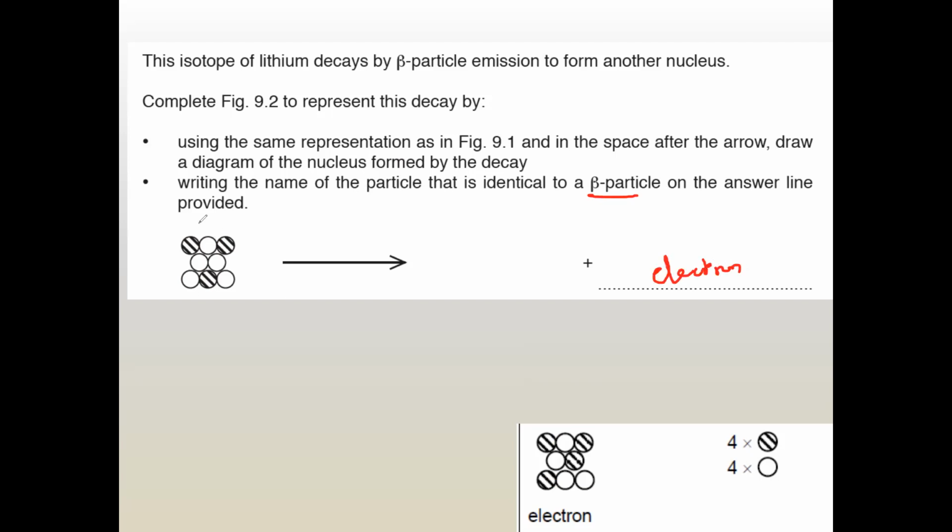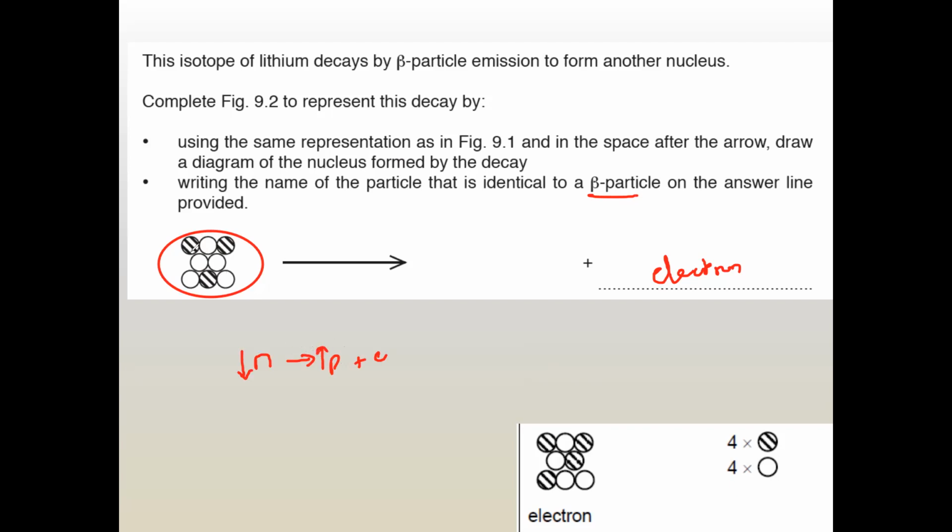Now we have to show the nucleus. This is the nucleus because the radioactive radiations are emitted out from the nucleus. So we have to show the new nucleus after emitting out beta. Basically, in a beta decay, one of the neutrons breaks down into a proton and an electron. So the neutron number should decrease and the proton number should increase.